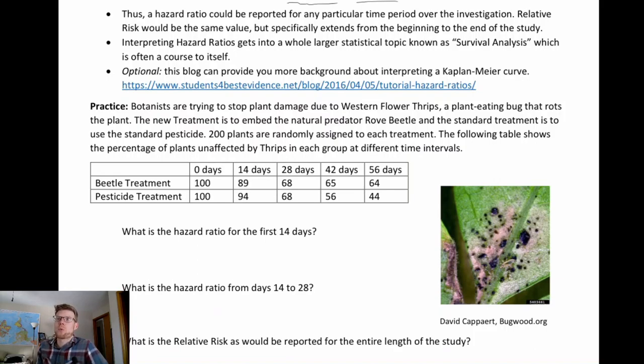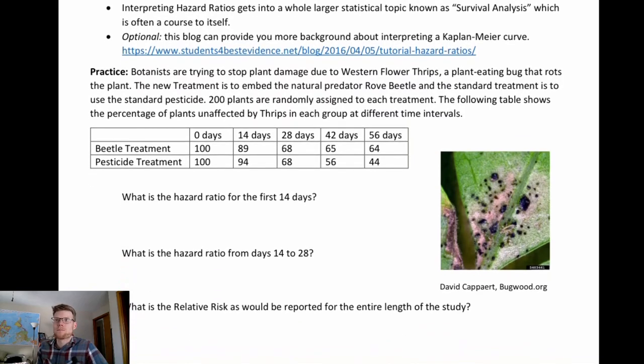So 200 plants are randomly assigned to each treatment, and then we're going to follow over time to see how many plants remain uninfected at different time points. We can discern from this information that if 89 plants are uninfected at day 14, that means that 11 plants are newly infected at day 14. And so on: if 68 are uninfected by day 28, then 32 are infected by day 28, etc.